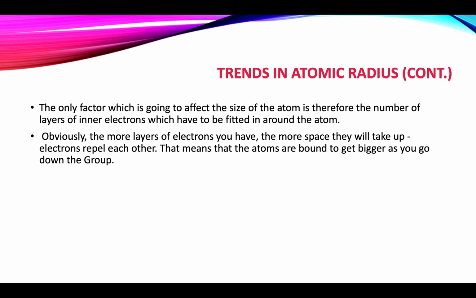Trends in atomic radius. The only factor which is going to affect the size of an atom is the number of shells of electrons, or the layers of inner electrons which have to be fitted in around the atom. Obviously, the more layers of electrons you have, the more space they will take up, and as a result, electron-electron repulsions will occur, and the atom size will expand and get bigger.